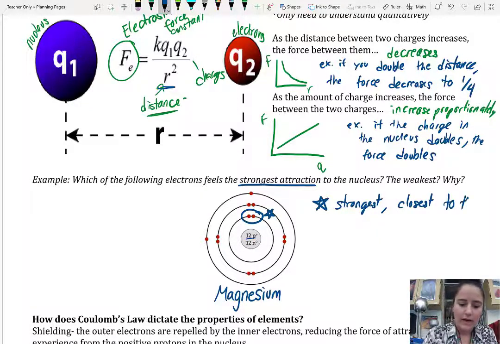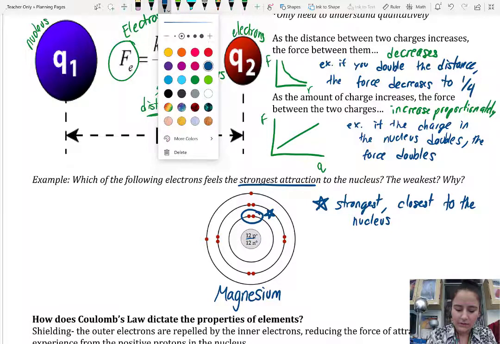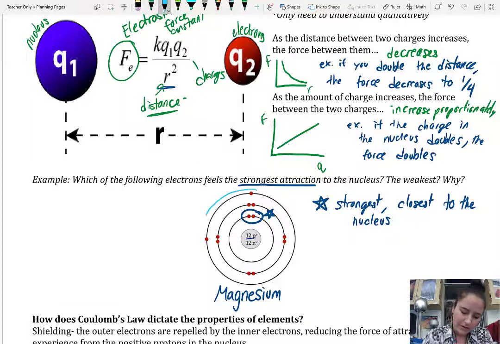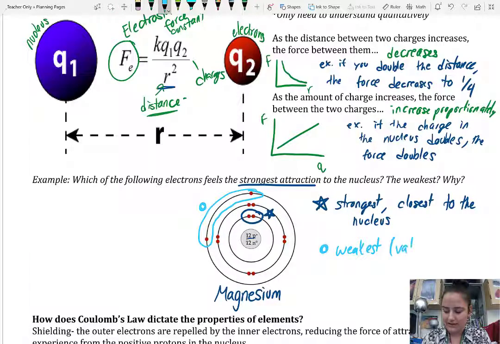Okay, now for the weakest, let me get a different color here. That's going to be these guys. I'll mark those with a circle, okay? Those ones are going to be the weakest. You can call those the valence electrons, the outermost electrons, because they are farthest away.